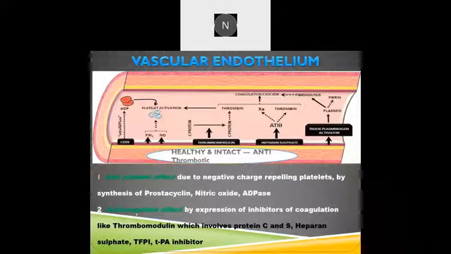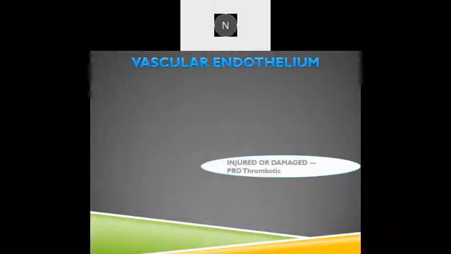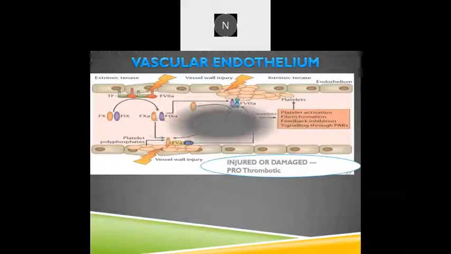And the anticoagulation effect is by expression of inhibitors of coagulation like thrombomodulin, which involves protein C and S, heparan sulfate, tissue factor pathway inhibitor, and TPA inhibitor. All these things help in preventing a thrombus formation in an intact vascular endothelium. Whereas when there is damage occurring, it becomes prothrombotic.